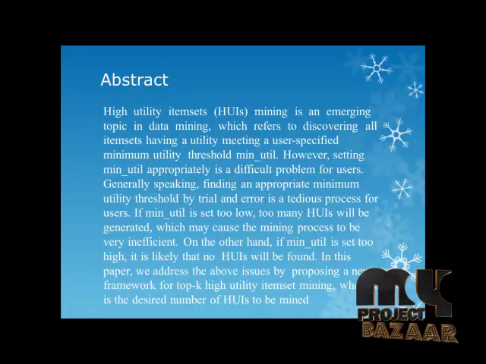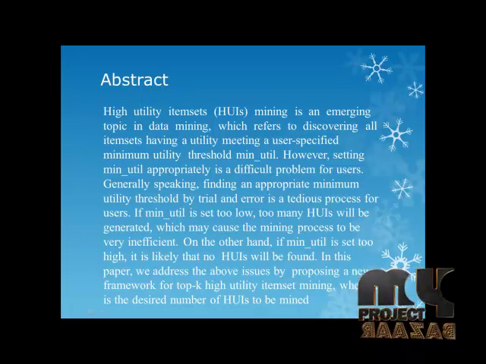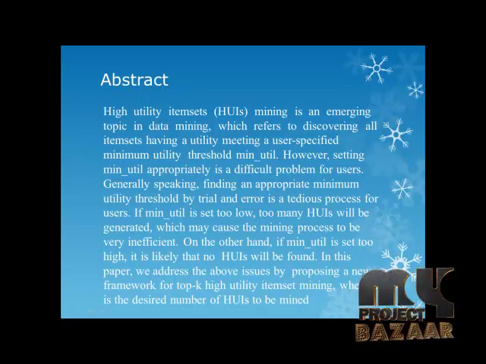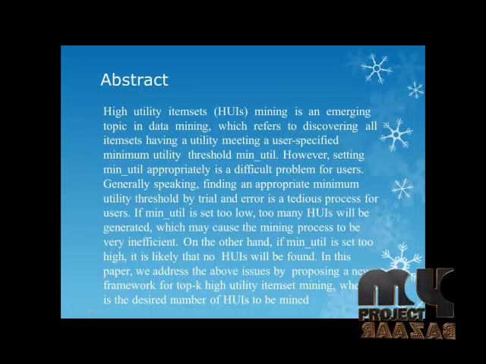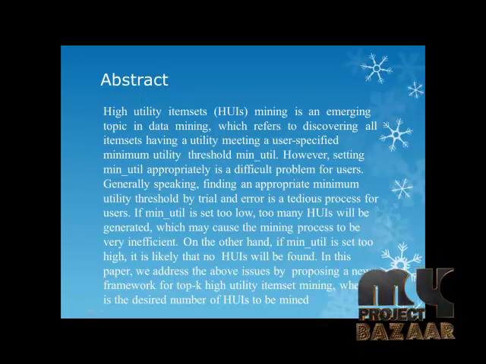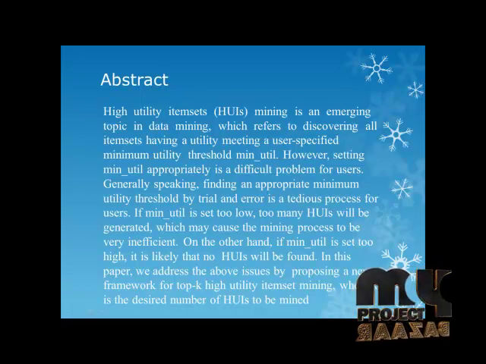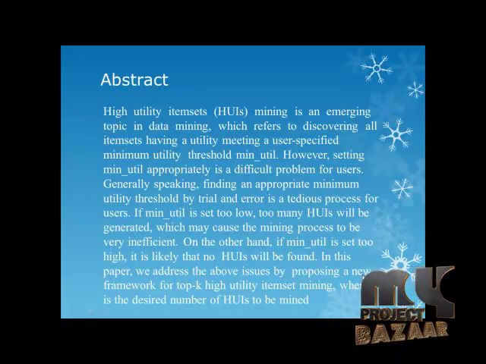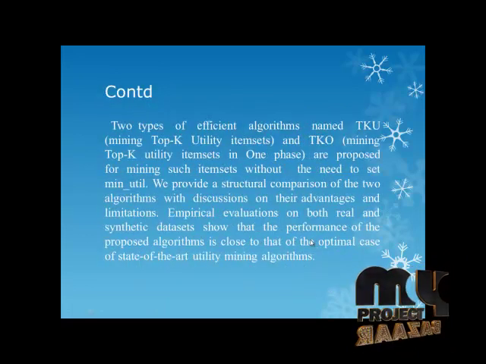If minimum utility is set too low, too many high utility itemsets will be generated, which may cause the mining process to be very inefficient. On the other hand, if minimum utility is set too high, it is likely that no high utility itemsets will be found. In this paper, we address the above issues by proposing a new framework for top-K high utility itemsets mining, where K is the desired number of high utility itemsets to be mined.